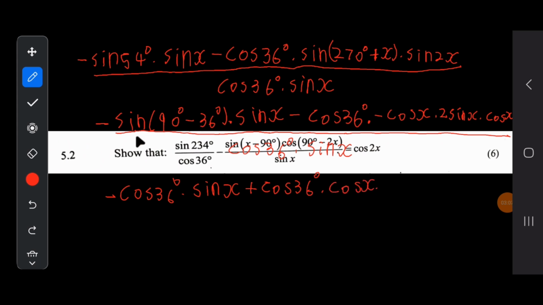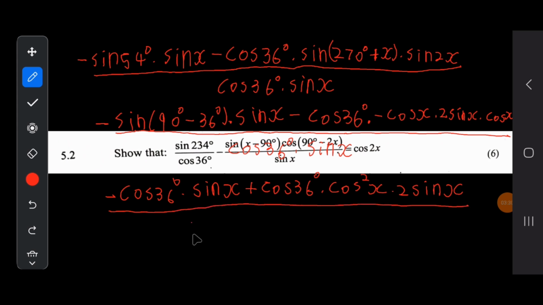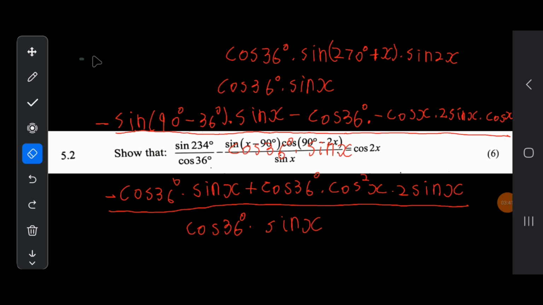Now here's one thing which is interesting that you should check before we go even further. Cos and cos, when they multiply, they give you cos squared x. It's the same as saying x times x gives you x squared. So here we have cos squared x multiplied by 2 sine x. That's how it works. Still divided by the same cos 36 degrees multiplied by sine x. Nothing has changed there. So let me rub here at the top because we are done with it.